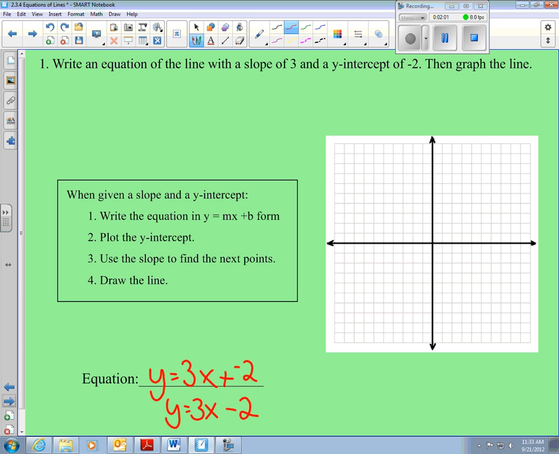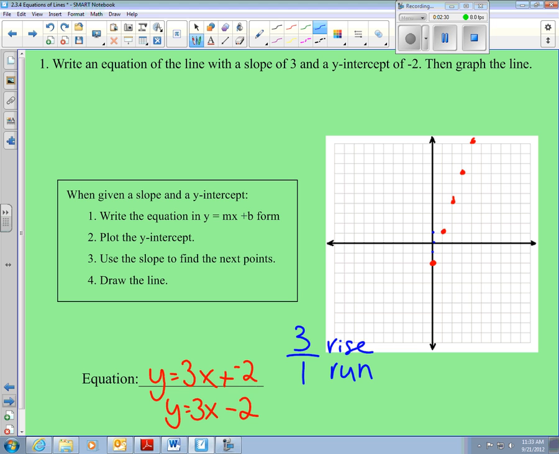Okay, step 2 says plot the y-intercept. So we're going to go down 2 because it's a -2. And then we're going to do our slope. Our slope is 3, but we want to think of it as rise over run, so it's 3 over 1. I'm going to go up 3, 1, 2, 3, and over 1. And that's where I'm going to plot my next point. I can follow this trend, up 3 and over 1, up 3 and over 1, and up 3 and over 1 to find more points on my graph.